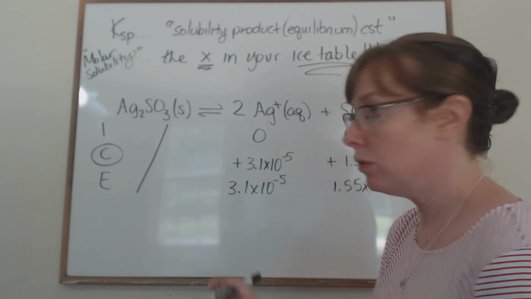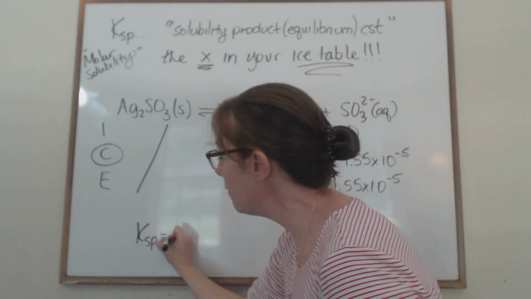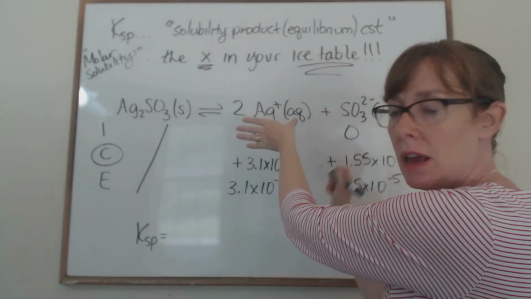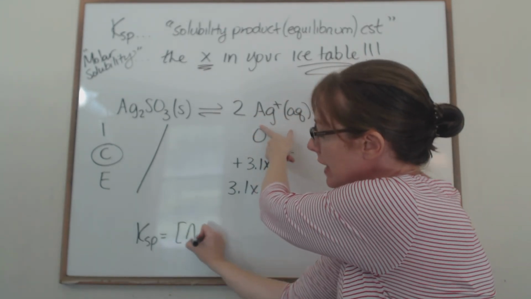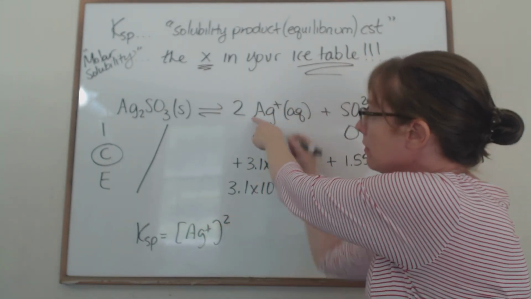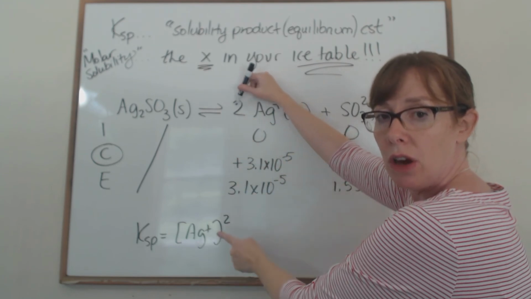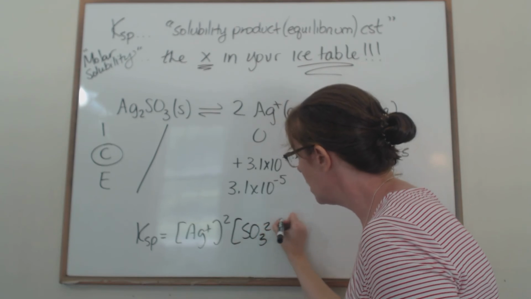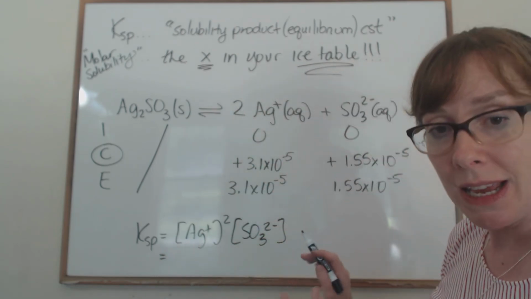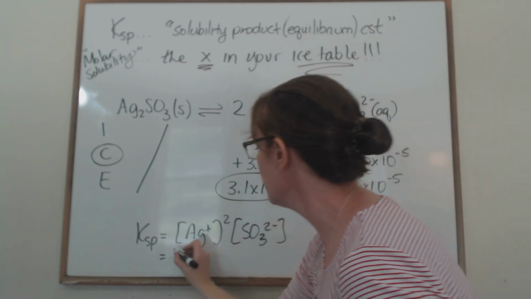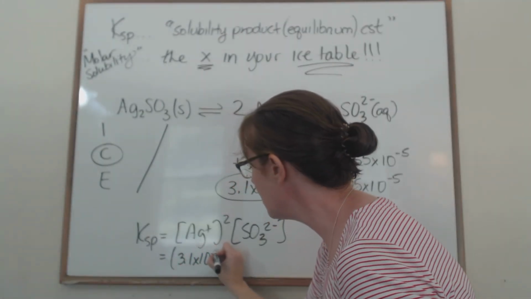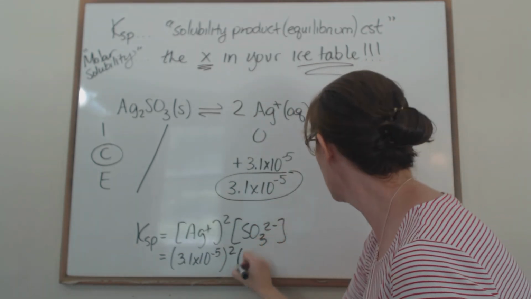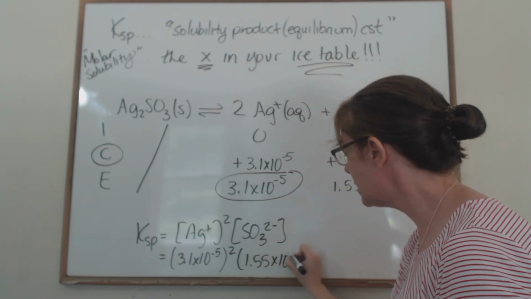Now, the whole point here is to calculate KSP. Before you calculate KSP, just express KSP, set up the expression so that part's all set. So the KSP expression is Ag plus, squared. Remember, in the KSP expression, the coefficients become the exponents. And then times SO3 2 minus. And then what goes in here are these two numbers. So that's 3.1 times 10 to the minus fifth. But see how you're squaring that one? Because this one gets squared, times 1.55 times 10 to the minus fifth.